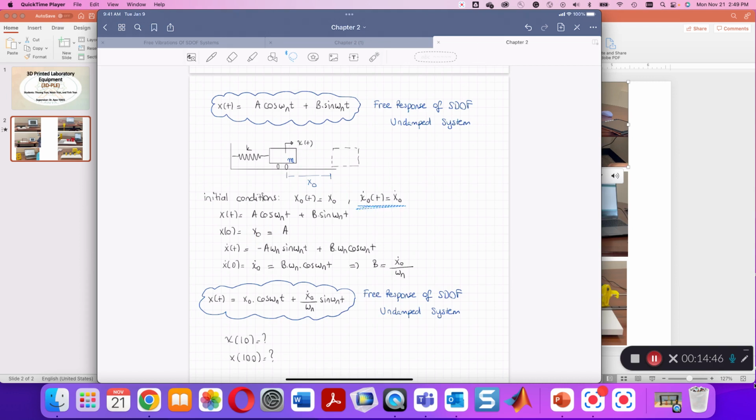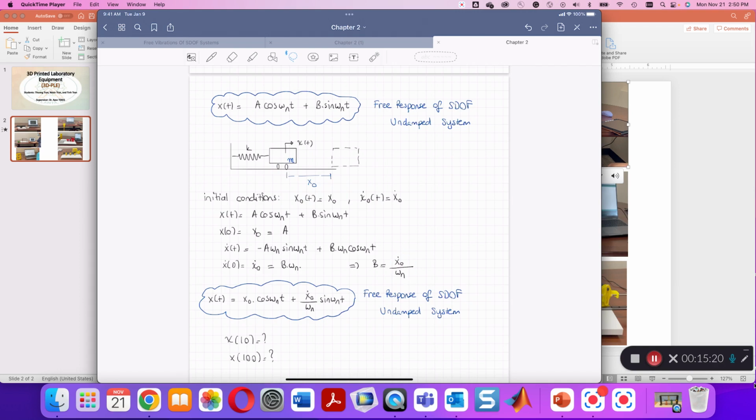Let's now differentiate your equation. That will give you negative a omega n sine omega n t plus b omega n cosine omega n t. For the initial values, we will just plug in 0 for time. The initial velocity here will be equal to, since sine 0 is 0, only b times omega n times cosine omega n t. But remember here, we already know cosine 0 will be 1. So from here, b should be equal to initial velocity over omega n.